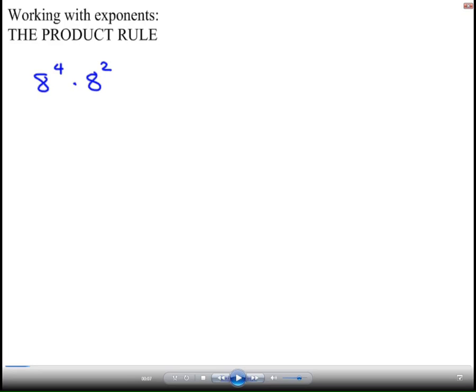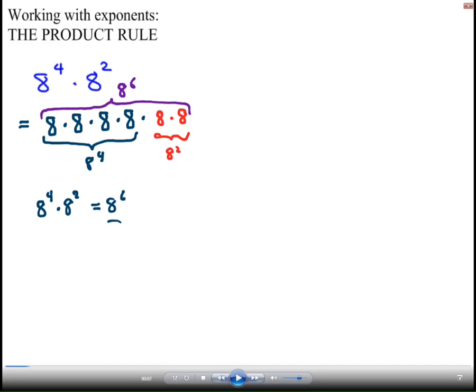Similarly, if I had 8 to the 4th times 8 to the 2nd, I'm really asking for 4 powers of 8 and 2 powers of 8. So in other words, there's a grand total of 6 factors there. So 8 to the 4th times 8 squared is the same as 8 to the 6th power, because there are 4 8s and an additional 2 8s being multiplied together for a grand total of 6 8s.